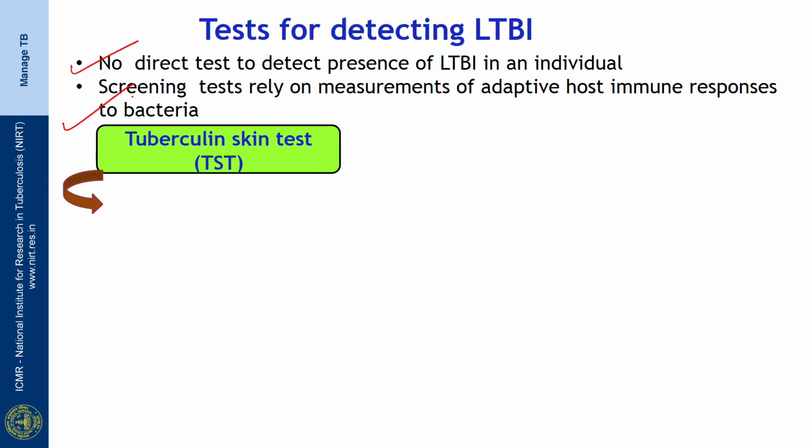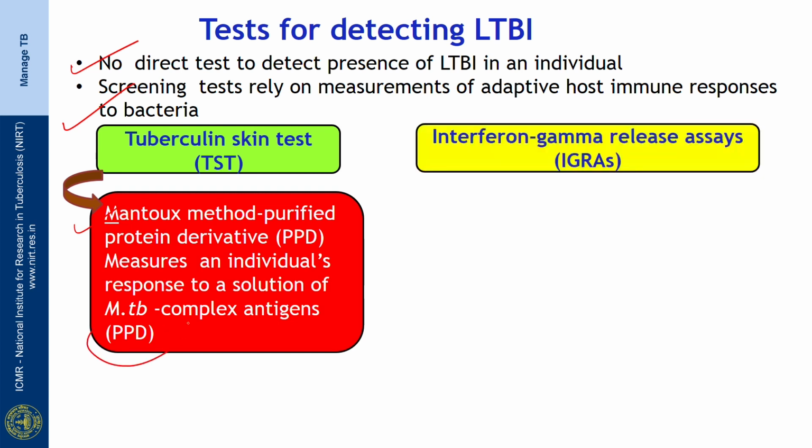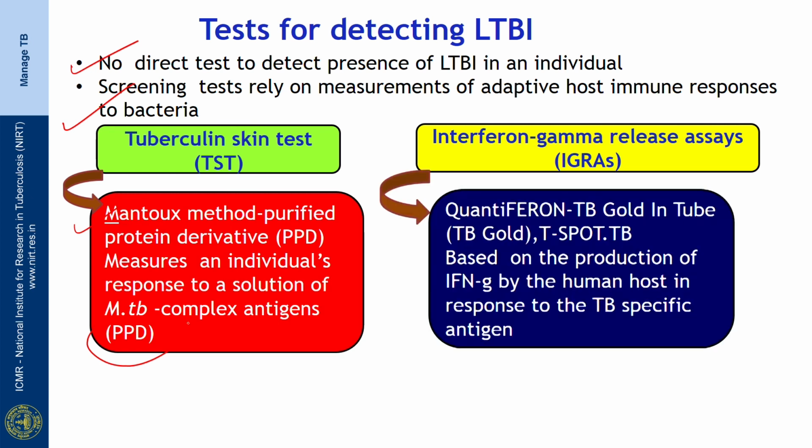It is the tuberculin skin test, which is the Mantoux method, and it uses the purified protein derivative. This measures an individual's response to a solution of MTB complex antigens, which is the PPD. The other test that we have is the interferon gamma release assay, which is the QuantiFERON TB Gold In-Tube or the TB Gold test or T-SPOT TB test.